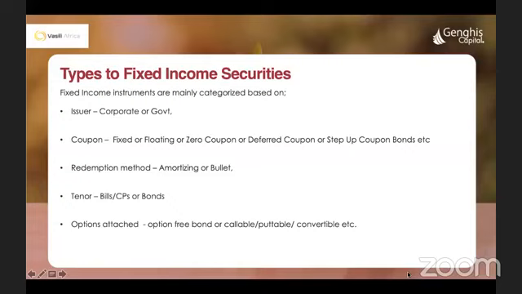So 5 major classifications: based on the issuer, based on the type of coupon, based on redemption method, based on the tenor, and also the option that has been attached to that instrument.